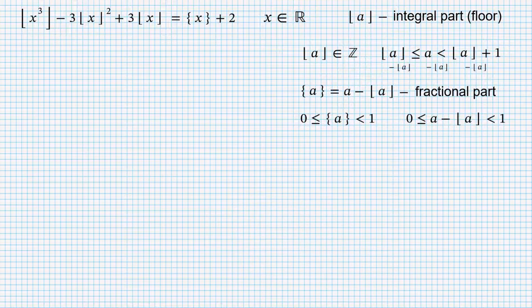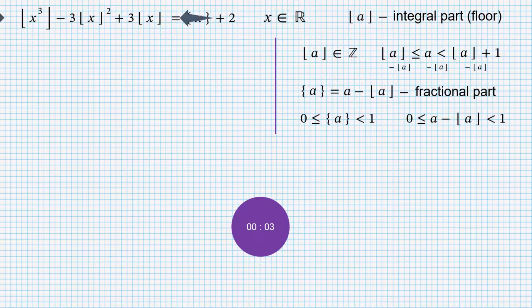And now, a stopwatch for me. Since the integral part is an integer, the left-hand side of the equation must be an integer. Therefore, the right-hand side is an integer as well. This means that the fractional part of x is an integer. But wait a minute. No, we can't wait for so long as the clock is ticking.